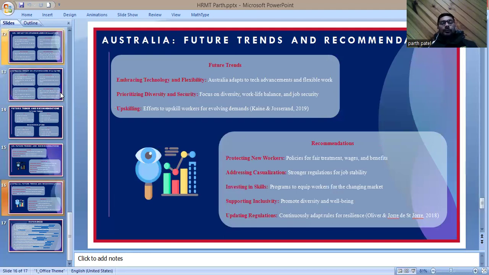They are to well support their employees for well-being, and they are also every time updating their regulatory framework.